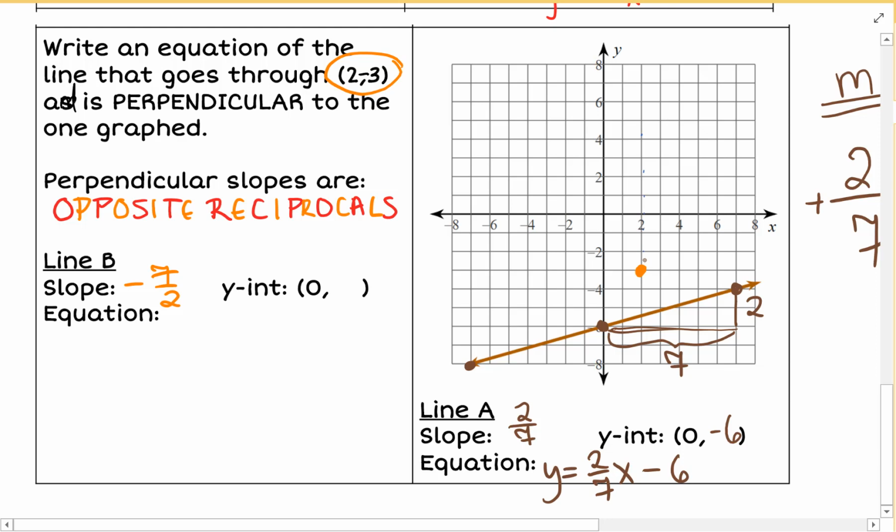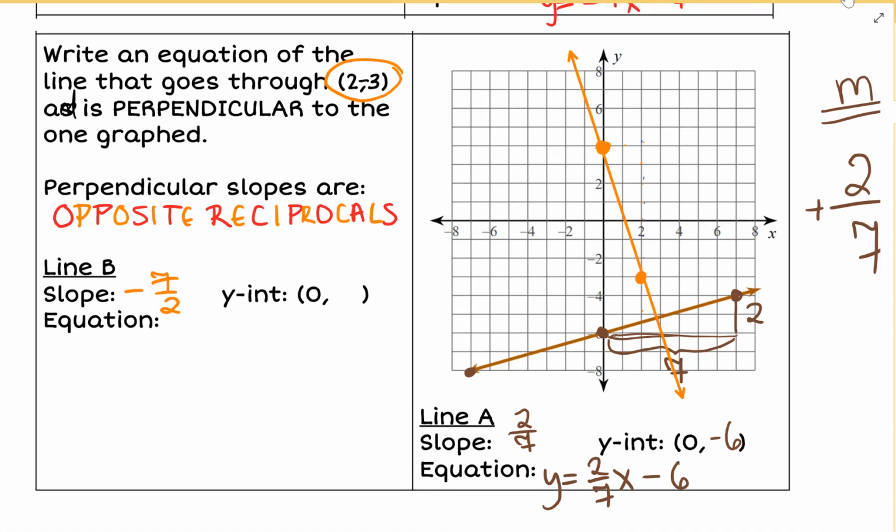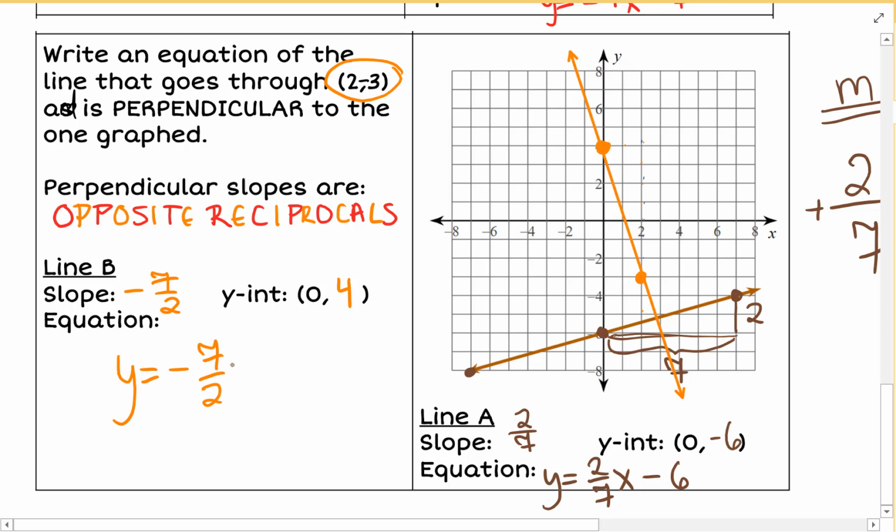And from there, I'm going to count the slope. Down 7/2. 3, 4, 5. Oh, no, not enough room. So this time I'm going to go up 7 and then to the left 2. 1, 2, 3, 4, 5, 6, 7 over 2. And we do not have room for another point, so connect those. And our y-intercept appears to be 4. So the equation of our line is y equals negative 7/2x plus 4.